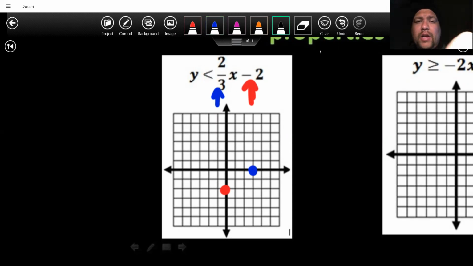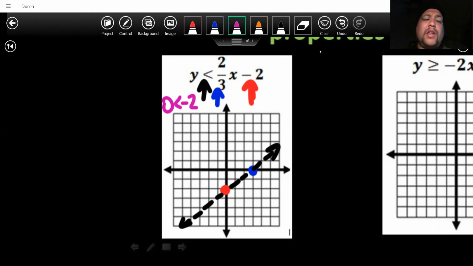My inequality is a dashed line, so we're going to dash it. Okay, so it's a dashed line from that inequality. And what we're going to go ahead and do is plug in our test point. 0 is less than -2. You guys should realize that that is false. So we're going to shade below.